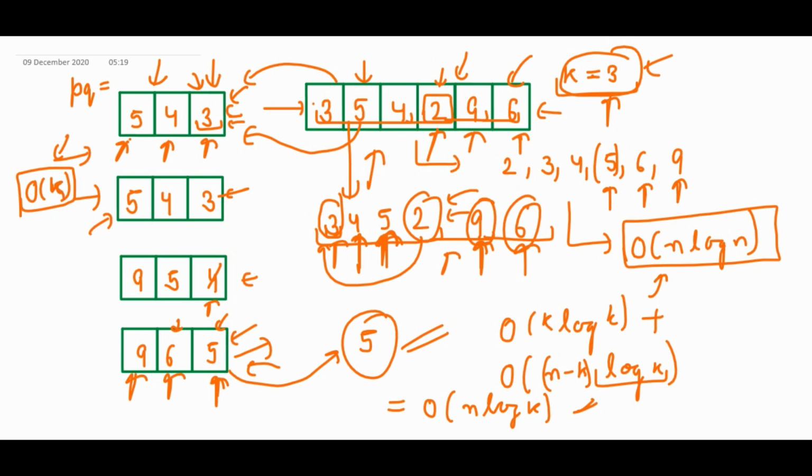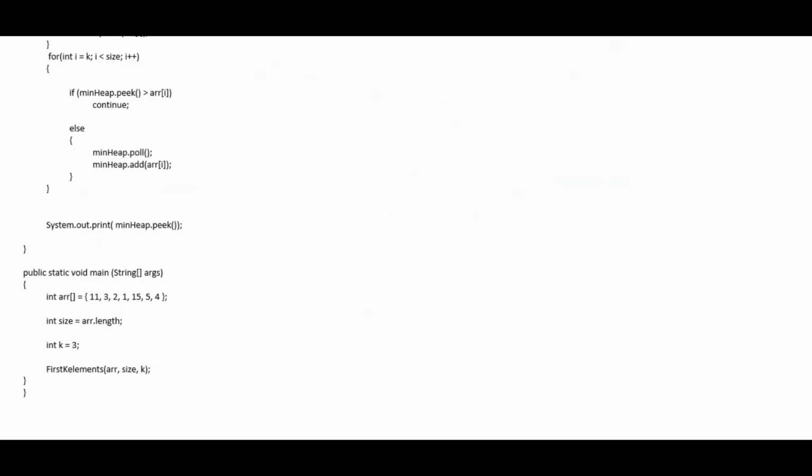Now let's see the code implementation for this question. We have this main function. Here we have this array arr which has some elements. Size will represent the array length and k will be 3. That means we have to find the third largest element. Then we give this array, size and k as the arguments to this function firstKElements.